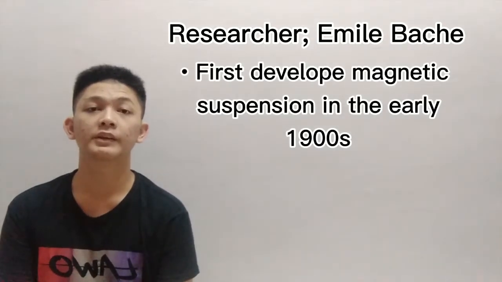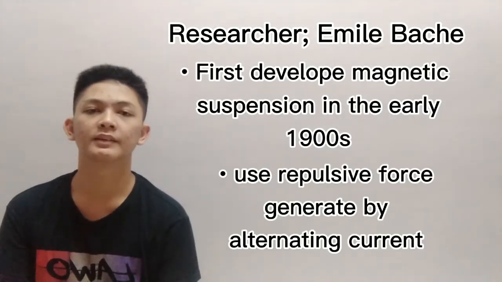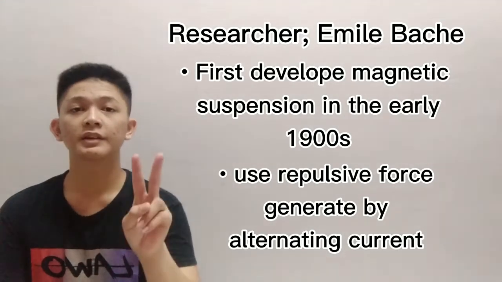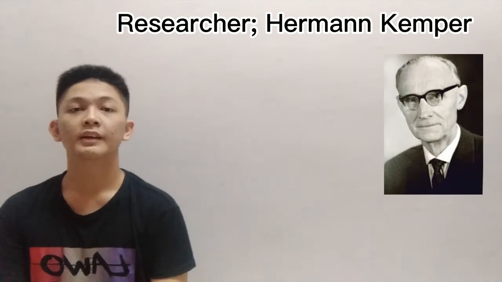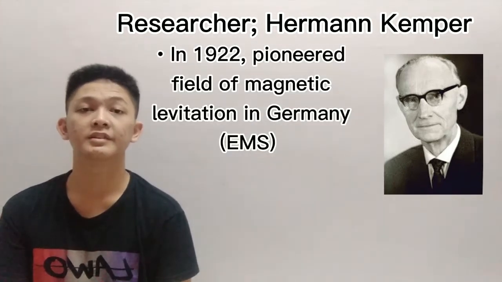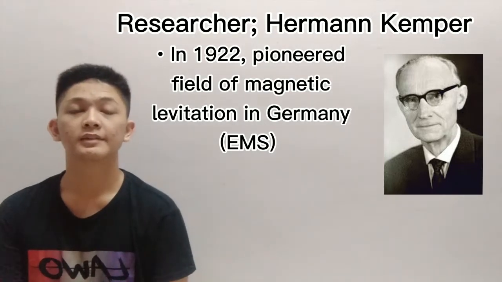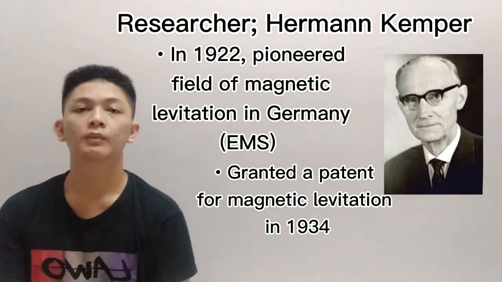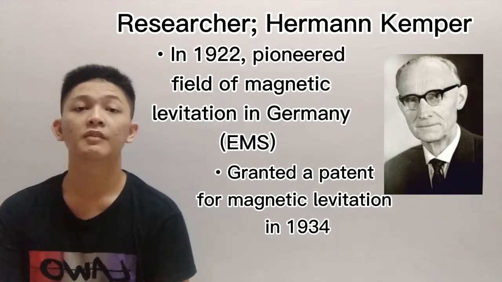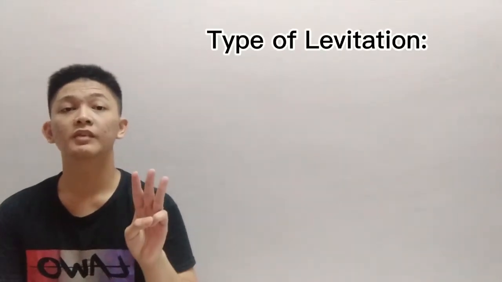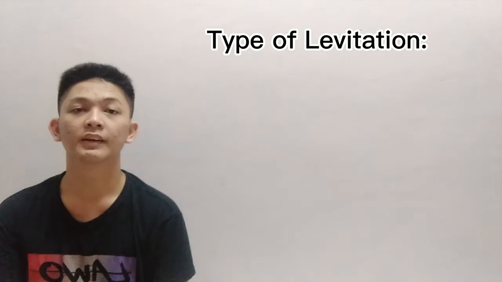The first one was Amy Beck. She was the first who developed a magnetic suspension in the early 90s. She used a repulsive force generated by alternating current. The second one was Hermann Kemper. In 1922, he pioneered a field of magnetic levitation in Germany, EMS. He was also granted a patent for magnetic levitation in 1934.